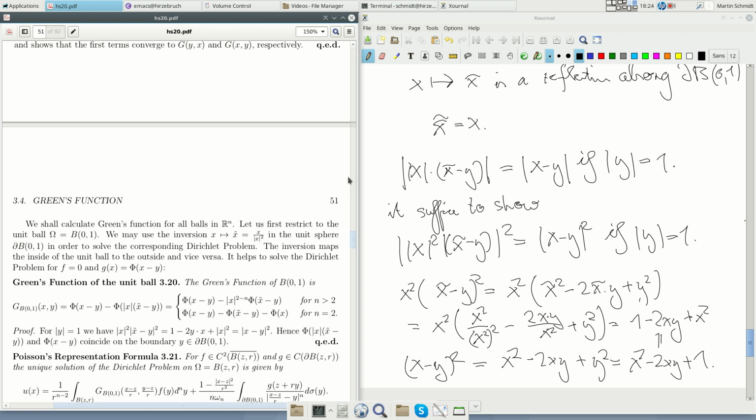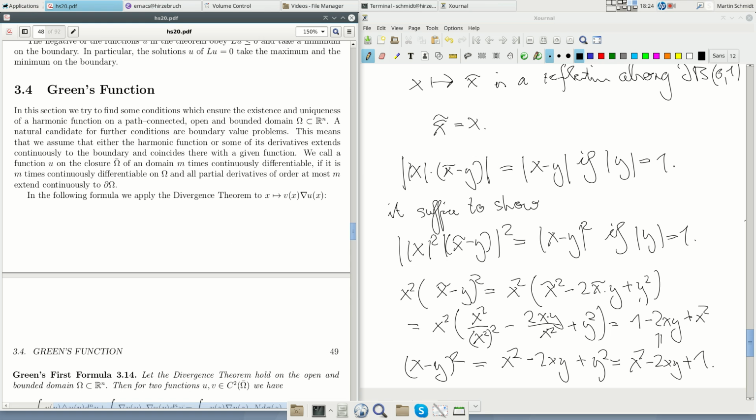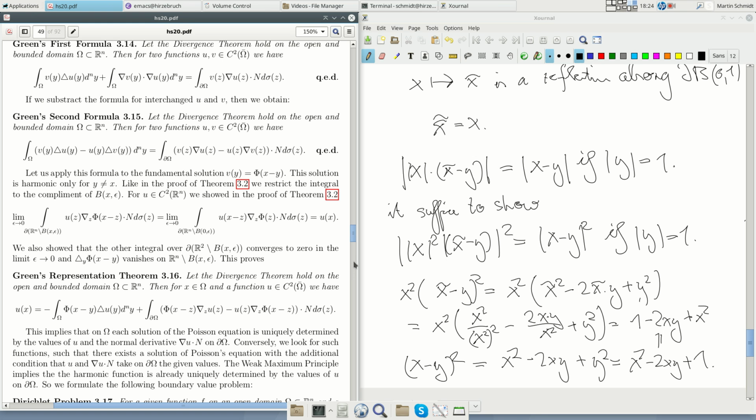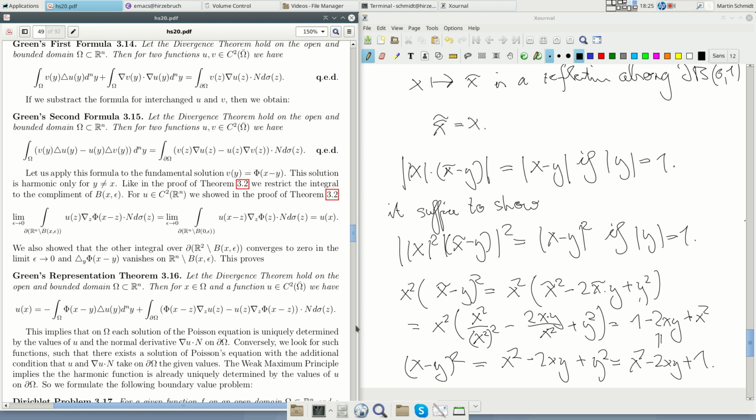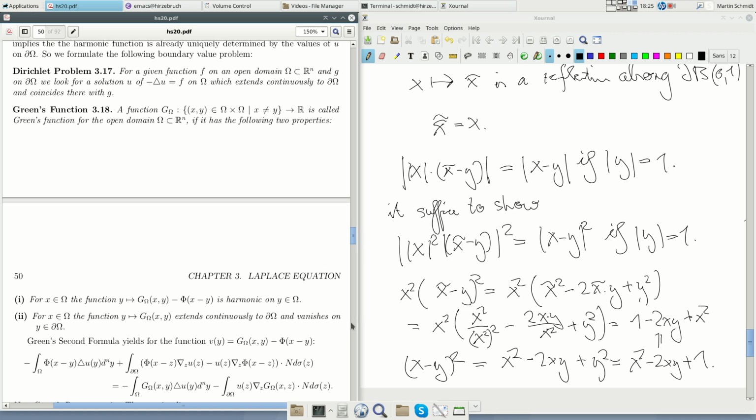Let's recall what we have done today. We introduced first Green's first formula, Green's second formula, then obtained Green's representation formula. Then we understood by Green's representation formula that we should look for some boundary value problems. If we want to solve the Poisson equation, it's enough to give the values of u on the boundary and of the gradient on the boundary. Okay, so this gives general boundary value problems, but we also understood we can use the weak maximum principle, and then even the Dirichlet problem is unique.